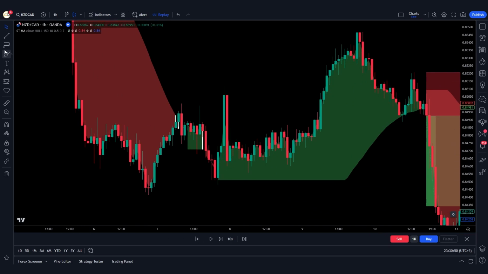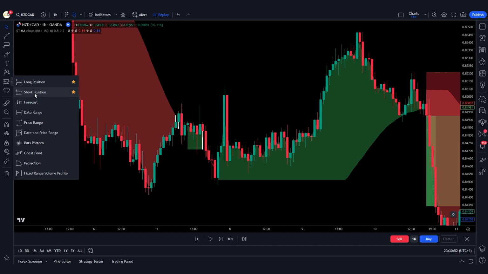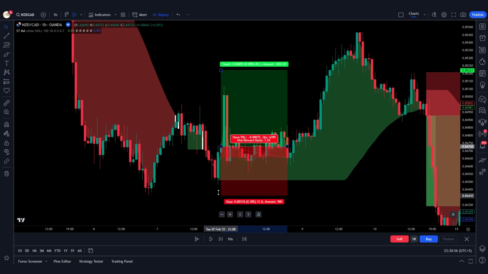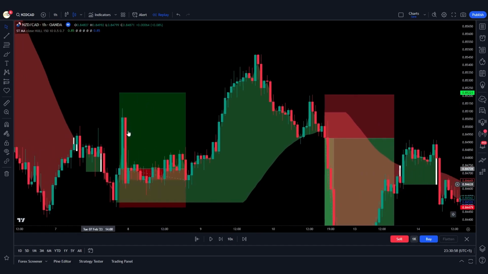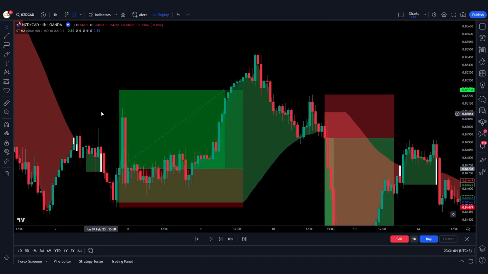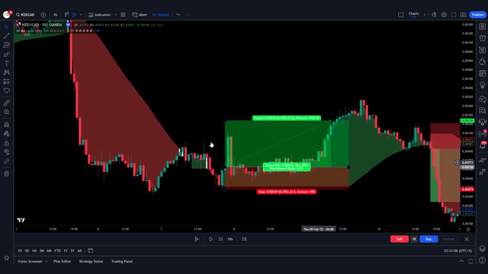So we can go ahead and take a long position at the close of this candle, and we can put our stop loss below this last swing low, and we're going to again target a 2 risk-to-reward ratio. So as you can see here, again, our 2 risk-to-reward ratio is easily met. So this is how you can use this indicator very simply.